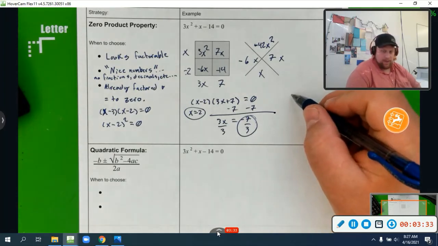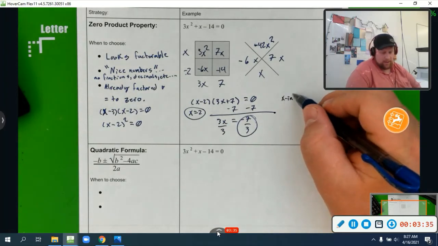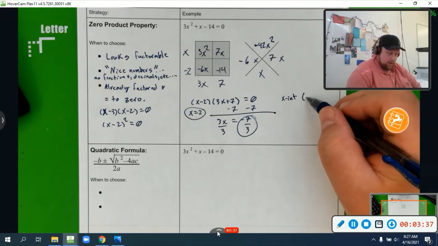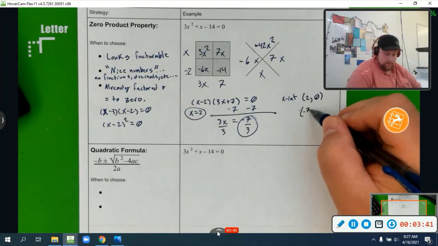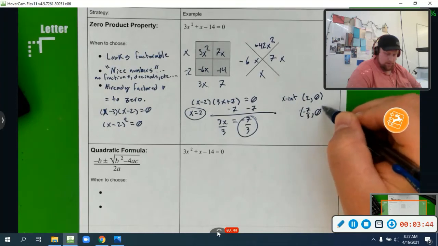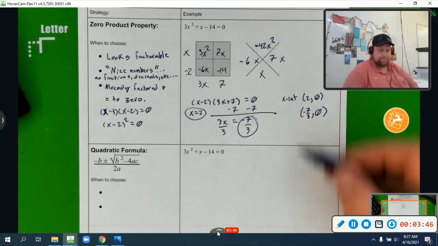And we can always put them as intercepts, right? We're going to write them as x-intercepts. That's going to be (2, 0) and (negative 7/3, 0). Boom. We're done.